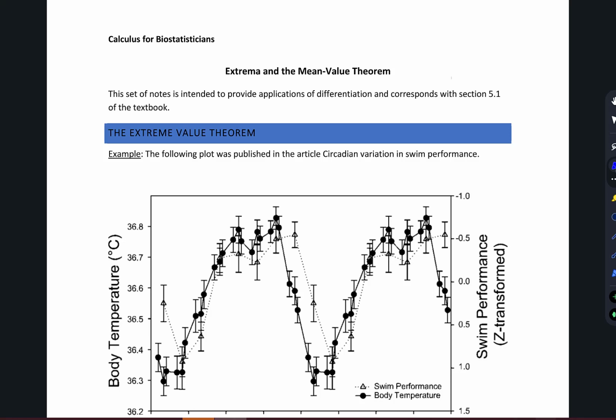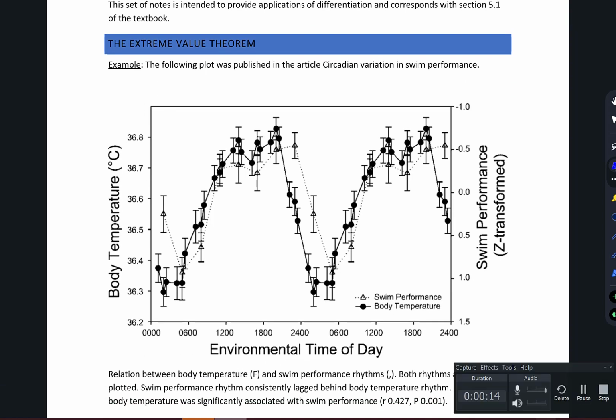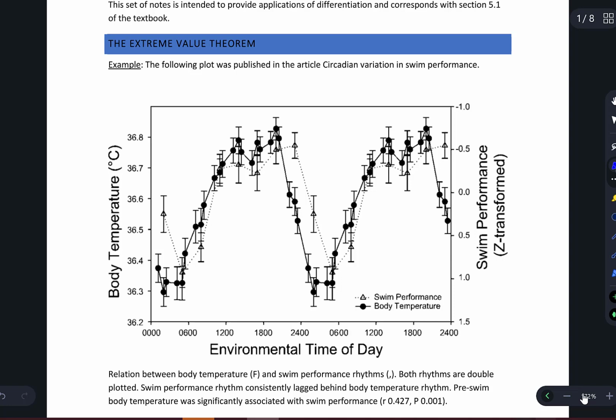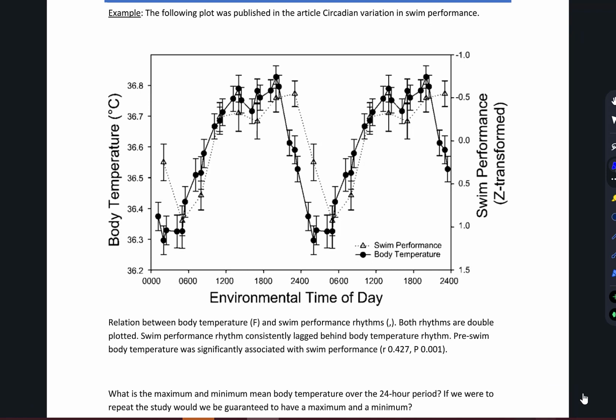In this note set, we're going to look at extrema and the mean value theorem. We're first going to look at the extreme value theorem. And we're going to look at a motivating example first. So the following plot was published in the article Circadian Variation in Swim Performance.